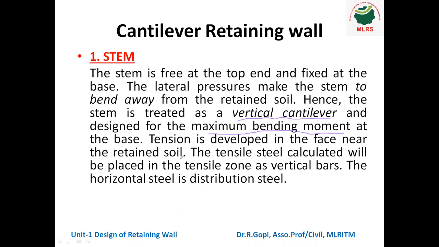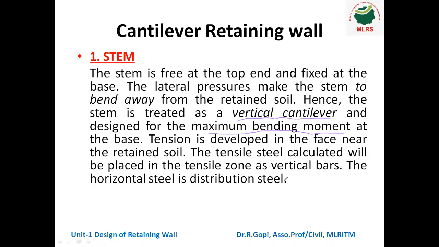Next, tension is developed in the face near the retained soil. I already told you that tension we should avoid, so we have to check that the eccentricity is less than B by 6 or not. Next, tensile steel will be placed in the tensile zone as vertical bars. Here the main reinforcement is vertical, because the moment is maximum near the fixed end and goes on reducing to the top of the cantilever type retaining wall. So we have to provide the main reinforcement in the vertical direction in the stem, and the horizontal steel as distribution steel.